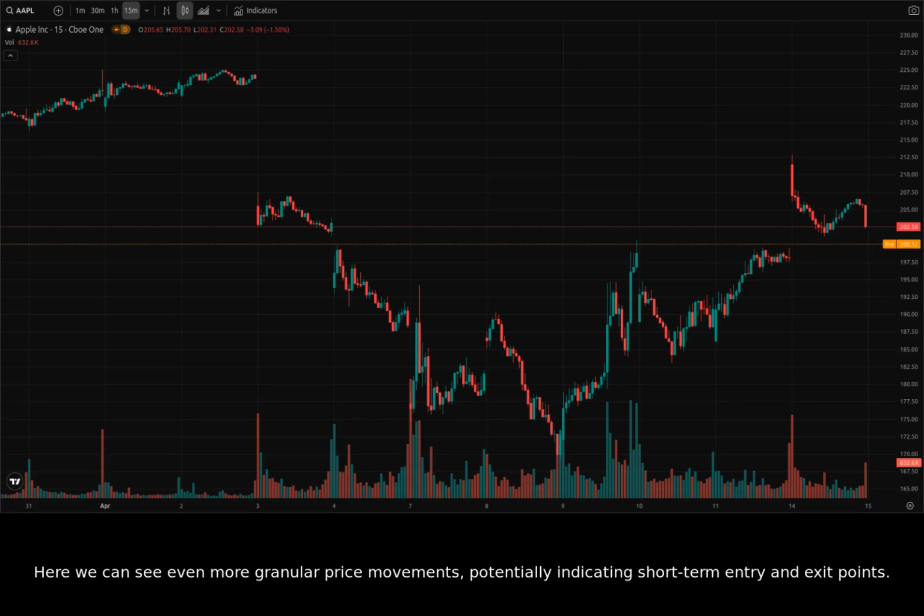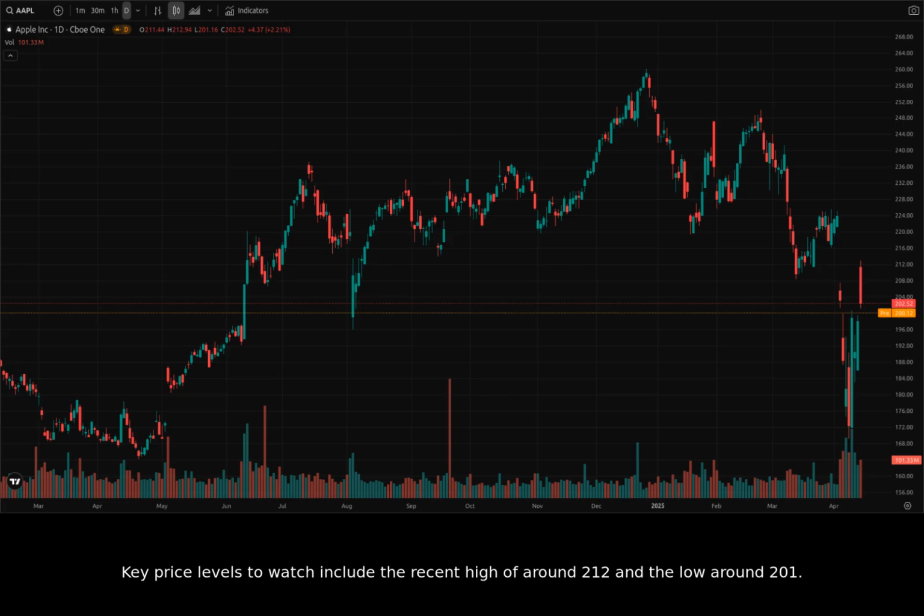Here we can see even more granular price movements, potentially indicating short-term entry and exit points. Notice the short-term rally we see on the 15-minute chart. Key price levels to watch include the recent high of around 212 and the low around 201.